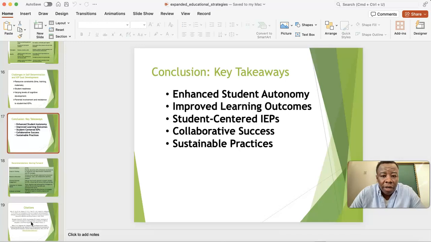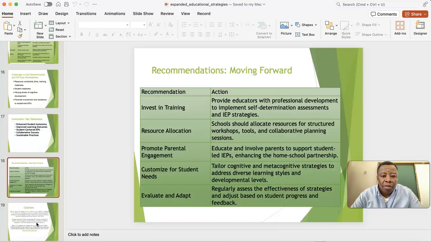Following the content discussed herein, the key takeaways for the whole presentation include enhanced student autonomy, improved learning outcomes, student-centered IEPs, collaborative success, and sustainable practices. In order for the above strategies to work, there are recommendations put forth which show us all what a success looks like. First is investing in training, resource allocation, and promoting parental engagement. Next is customizing for student needs and evaluating and adapting.